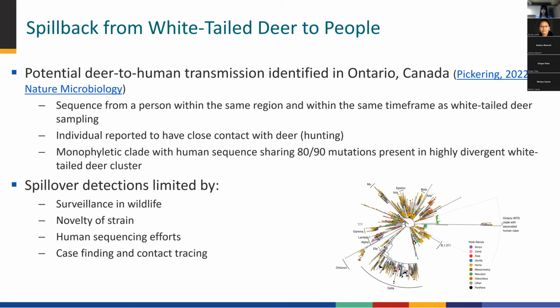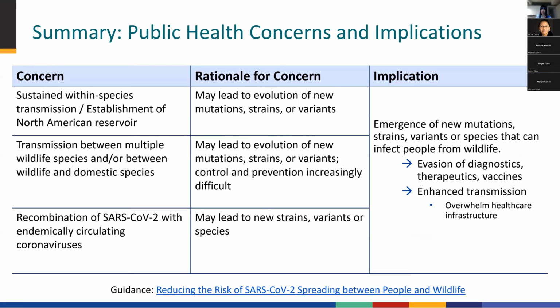But I wanted to just summarize some of our overall public health concerns and implications with the white-tailed deer story that I've been talking about for a little while. So the concerns we're really concerned about are the establishment of a North American reservoir, transmission between wildlife species to other animals, such as other wildlife or domestic species, and then recombination of this SARS-CoV-2 virus in a wildlife host that has another coronavirus, because we know these coronaviruses are prone to recombine.